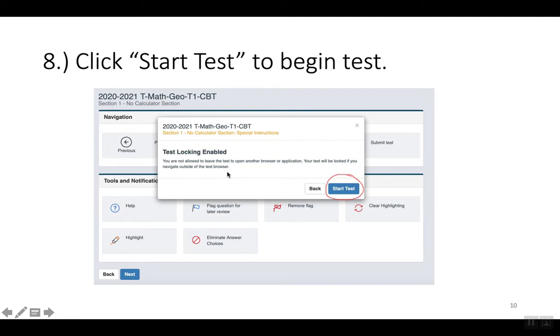What that is saying is a warning that if you leave the screen, if you leave your browser while you're taking the test, the program automatically locks the test, and it doesn't unlock it unless the teacher unlocks it. So it's just warning you before you start the test, hey, if you leave this browser or click anywhere outside the browser, even for 1 second, the test locks. And it does not unlock unless the teacher unlocks it. So keep that in mind. So that's just a warning. To begin the test, you got to click right here, Start Test.